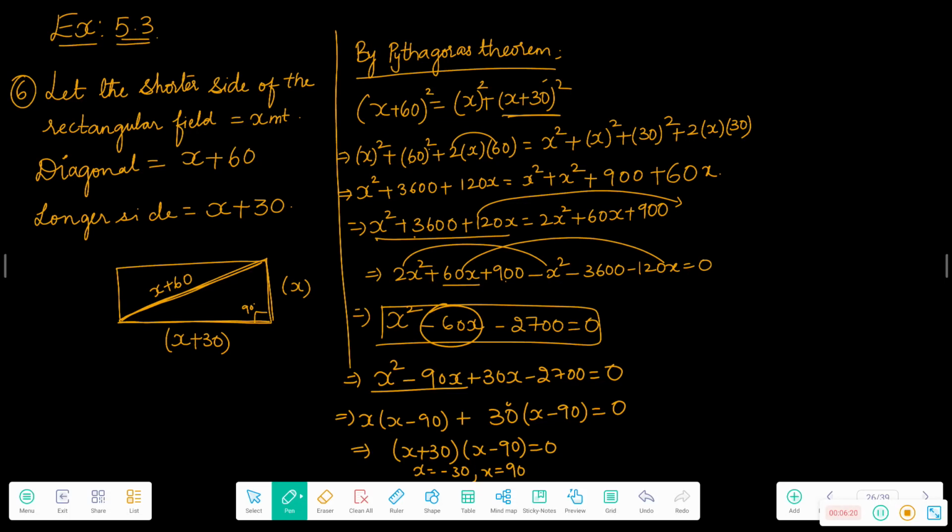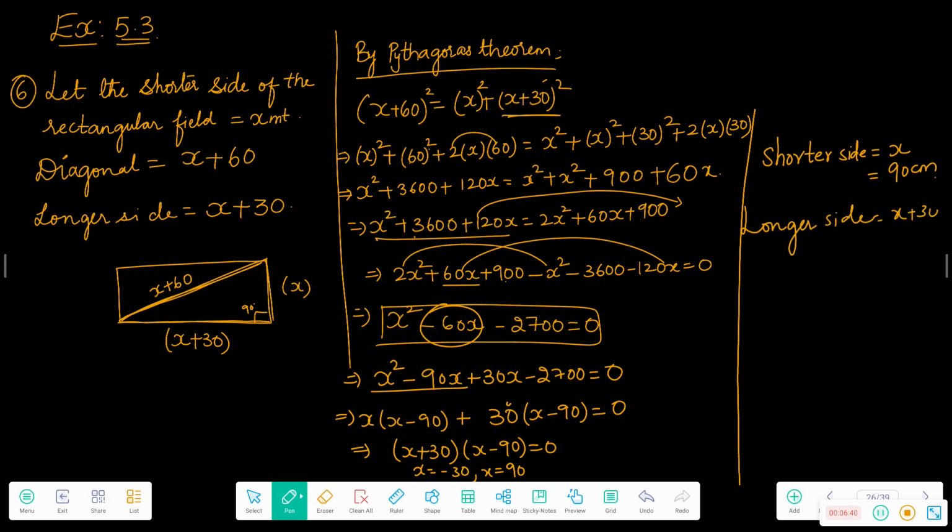Find the sides of the field. So here the shorter side of the rectangular field is x, which is equal to 90 meters, and the longer side is x plus 30, which is equal to 90 plus 30, which is equal to 120 meters.